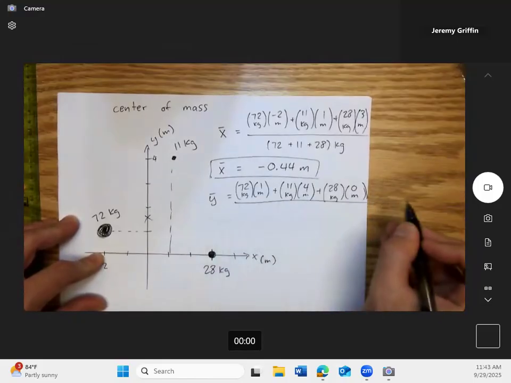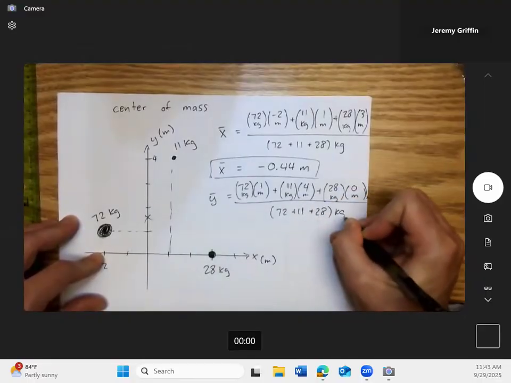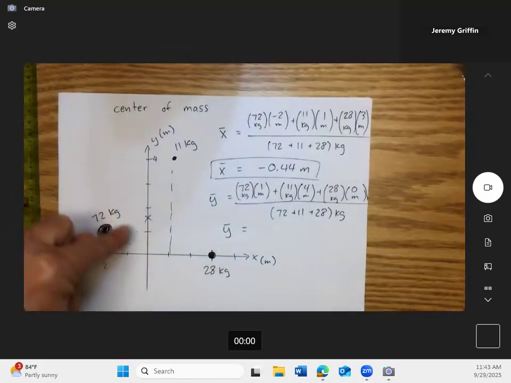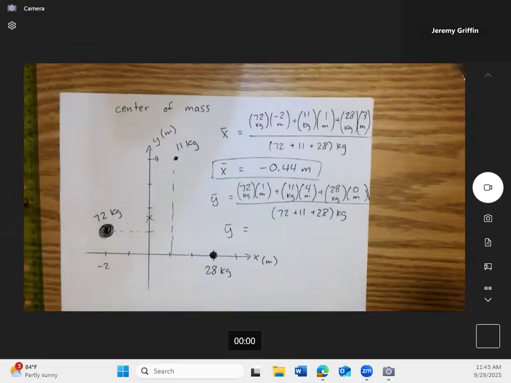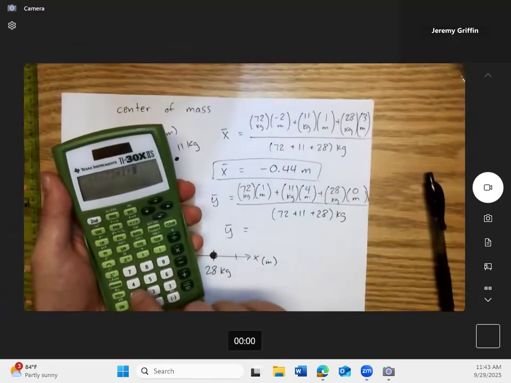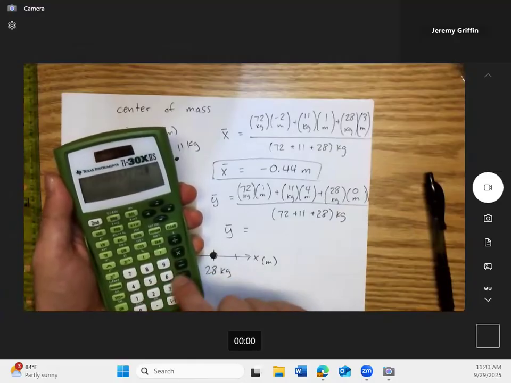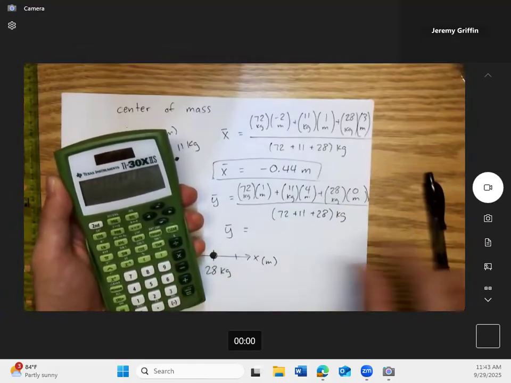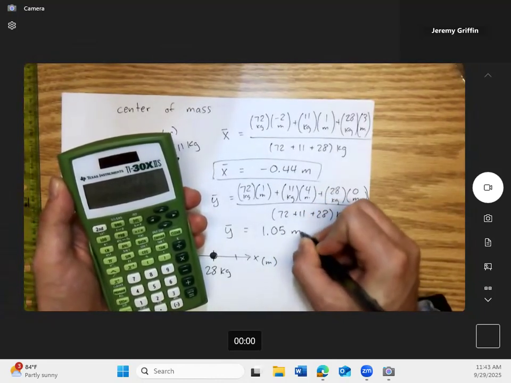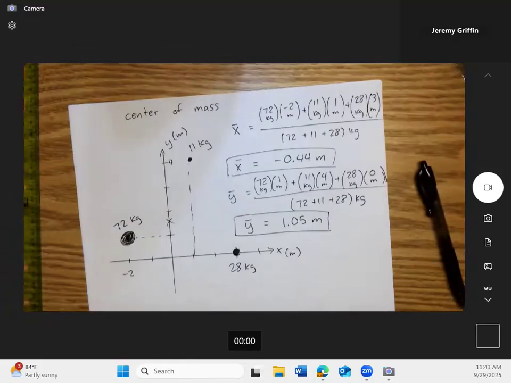So add all that up, then divide by, again, 72 plus 11 plus 28 kilograms. Do you guys see that? So y bar, the average y value would be, now, ahead of time, I was guessing it would be right about here, but we're going to see for sure. So what's 72 times 1 plus 11 times 4 plus 28 times 0, all collectively divided by 72, 11, 28. I'm getting 1.05 meters.